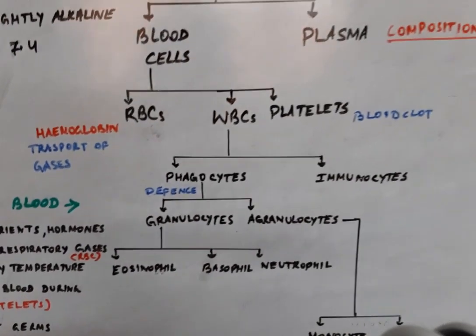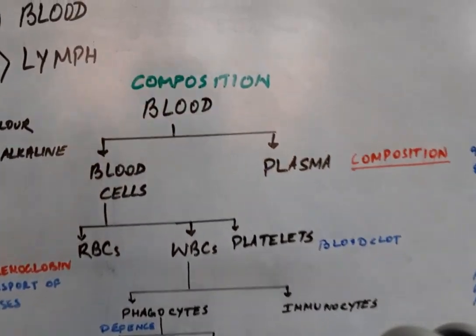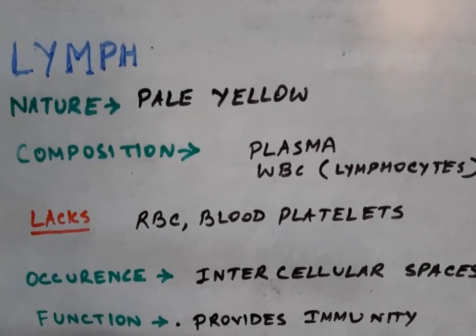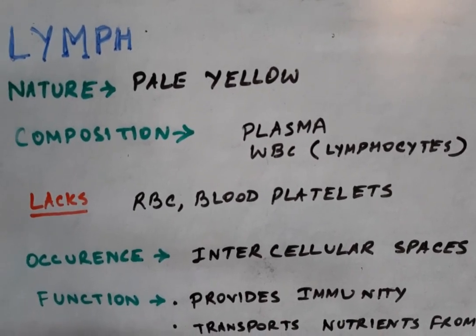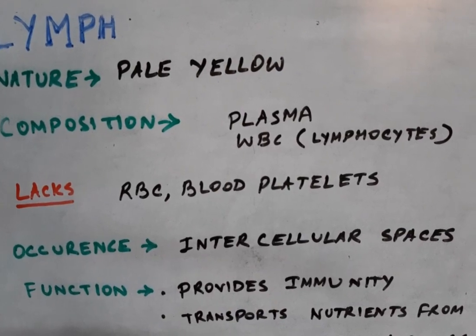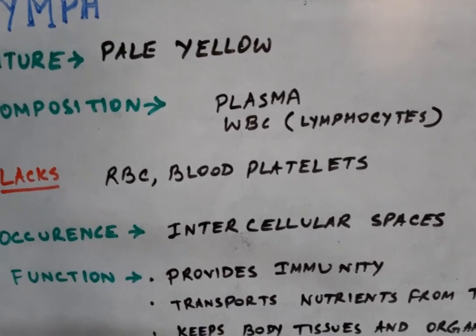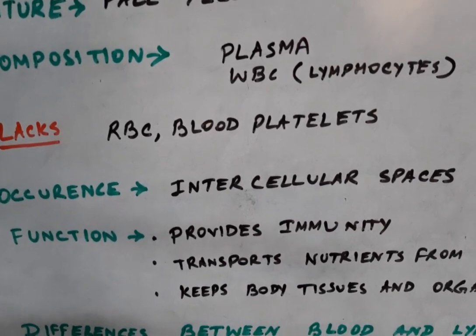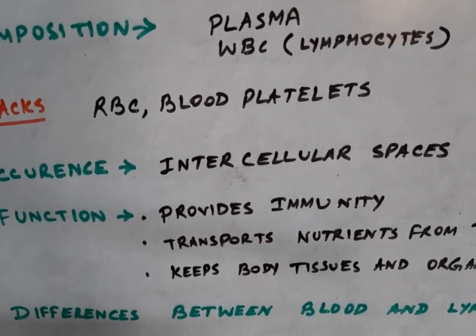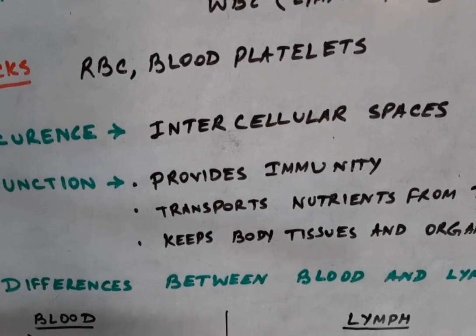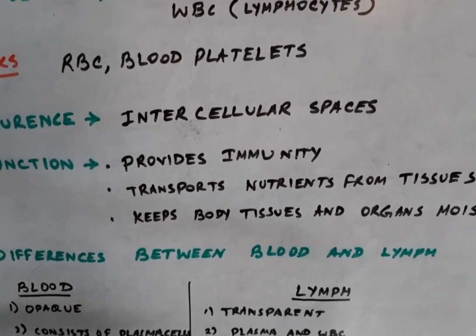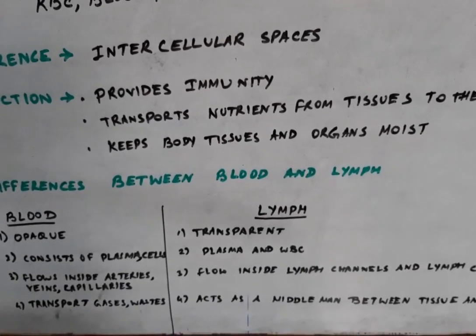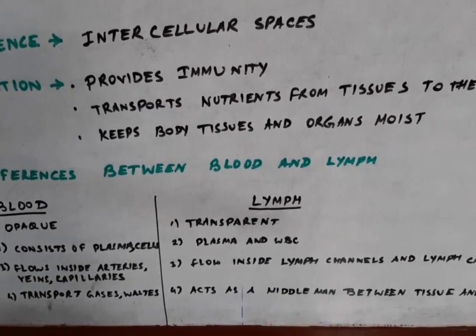Now let's have a look at the next type of connective tissue, that is lymph. The next type of fluid connective tissue is lymph. The nature is pale yellow in color. It is composed of plasma and WBC, generally lymphocyte. It lacks RBC and blood platelets. It occurs in the intercellular spaces and functions to provide immunity, transport nutrients from tissues to the blood, and also keeps the blood, body tissues and organs moist.